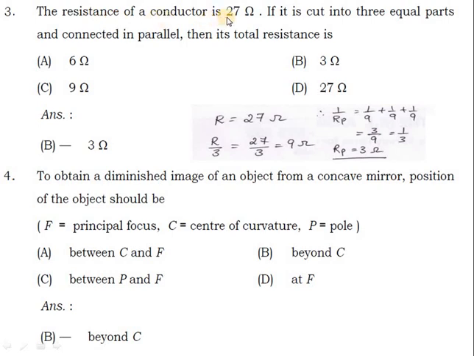The resistance of a conductor is 27 ohm. If it is cut into 3 equal parts and connected in parallel, then its total resistance. So 27 ohm resistance is cut into 3 equal parts means 27 by 3 is 9 ohm. So for parallel combination, 1 by Rp is equal to 1 by R1 plus 1 by R2 plus 1 by R3, which is 1 by 9 plus 1 by 9 plus 1 by 9, 3 by 9, 3. So option is B, 3 ohm, because Rp is 3 ohm.